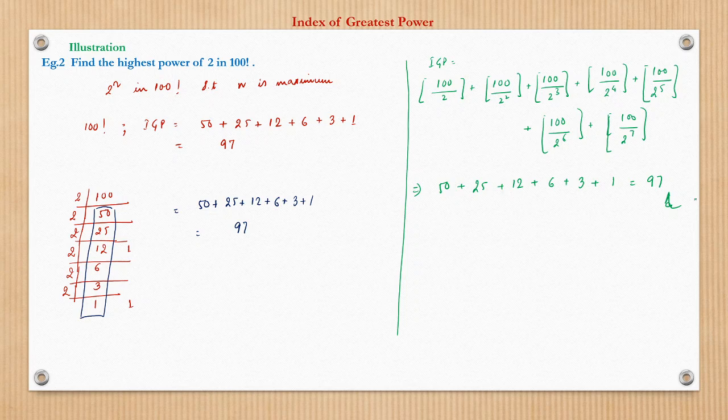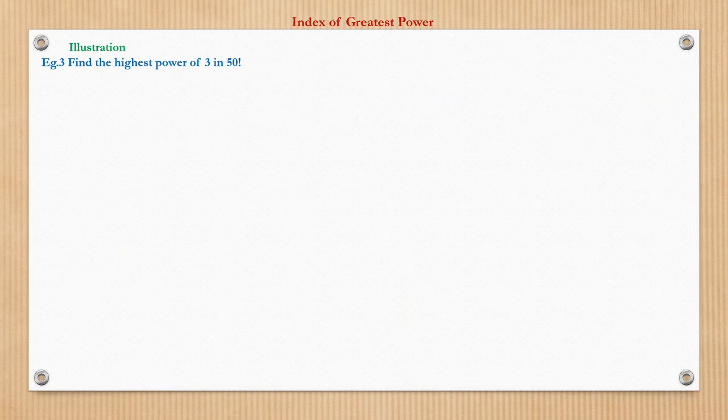So this is the way we find the highest power of any prime factor in n factorial. Now let us see, this question asks us to find the highest power of 3 in 50 factorial. So I will show this again through the division method. So 3 will divide 50 16 times with 2 as remainder. Then again 3 will divide 16 5 times, 1 as remainder.